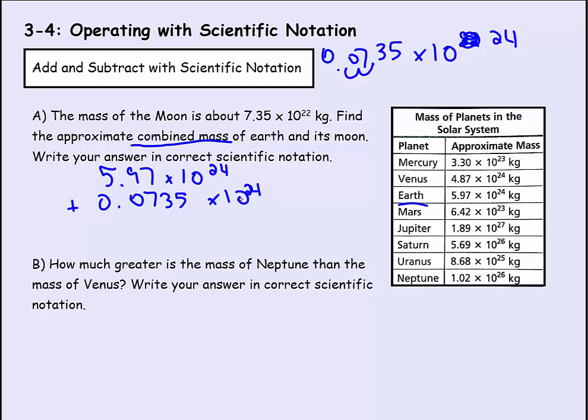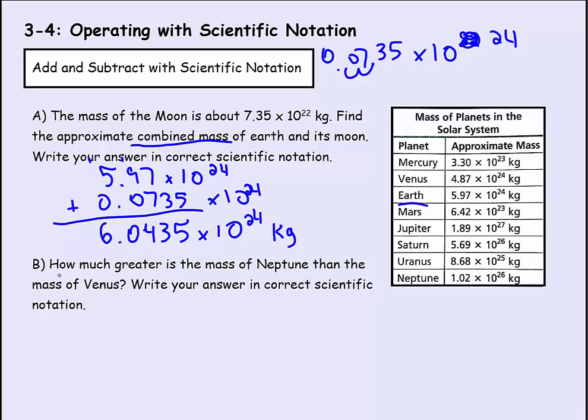Since we're adding, we don't do anything with the scientific notation part, but we do add the decimals. 5, 3, 14, add that, making it 10, drop the decimal. So we have 6.0435, and that's in correct scientific notation, times 10 to the 24th. So that's how many kilograms combined the Earth and the Moon would be.